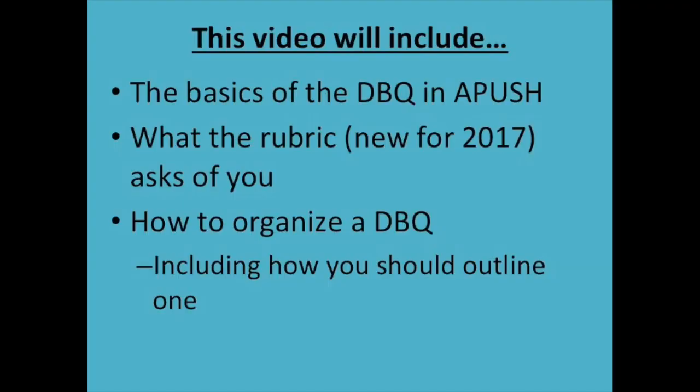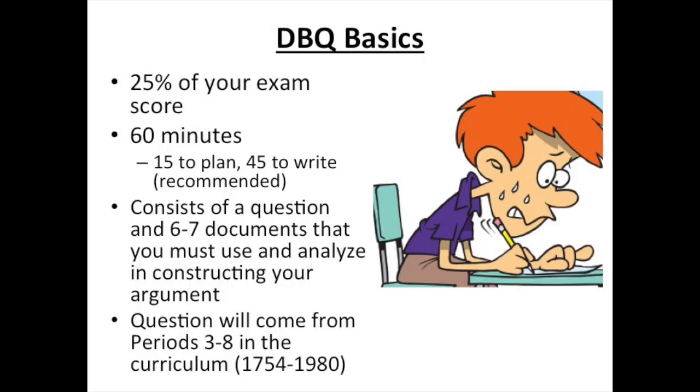First, we'll talk about what the DBQ is and how it ties into your overall exam score in APUS history. We'll look at the new rubric very briefly and look at what it asks you to do in the essay. And we'll also look at the very basic outline of how you should organize a DBQ. We'll do a lot of outlines of DBQs in class, and you should reference this video and that outline whenever you do that. The DBQ counts for 25% of your total exam score.